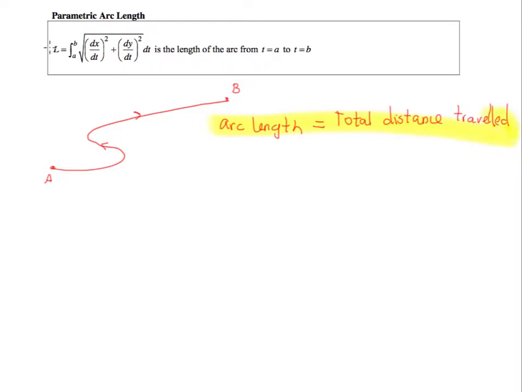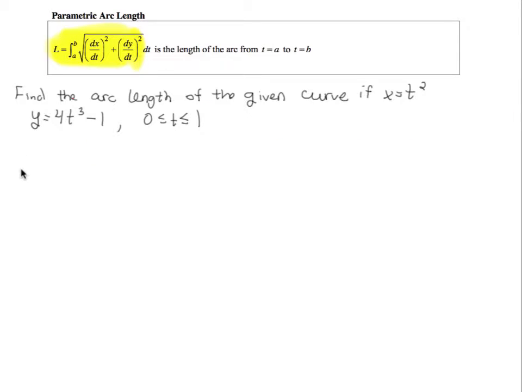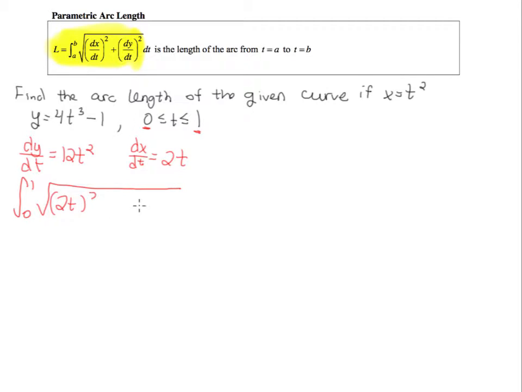So if we're asked to find total distance of a parametric curve, we're going to use the formula highlighted above. So let's look at this example here. We're asked to find the arc length of the curve. So I'm going to start by finding my derivative of x with respect to t, my derivative of y with respect to t. Then I'm going to take my formula, the integral from 0 to 1 of the square root of (dx/dt) squared plus (dy/dt) squared. And then we're just going to simplify this down.